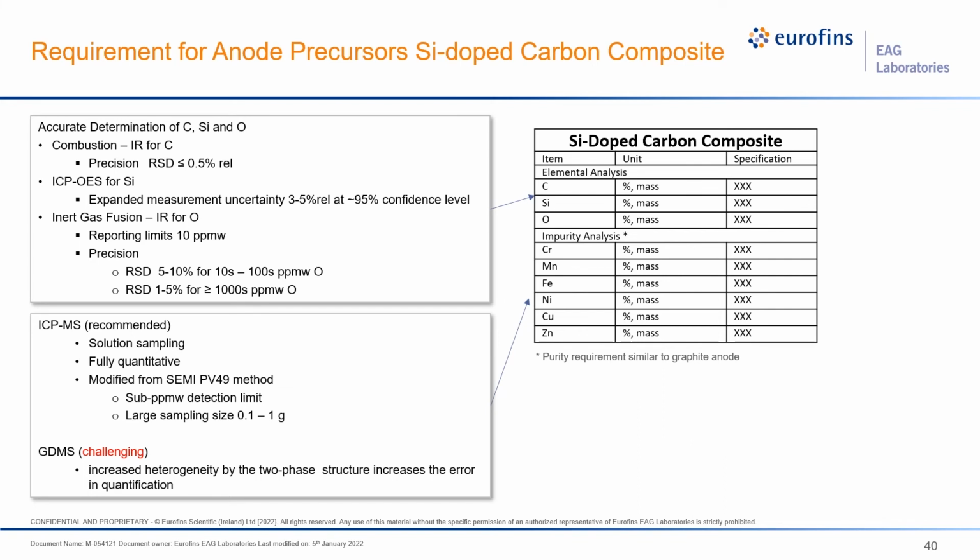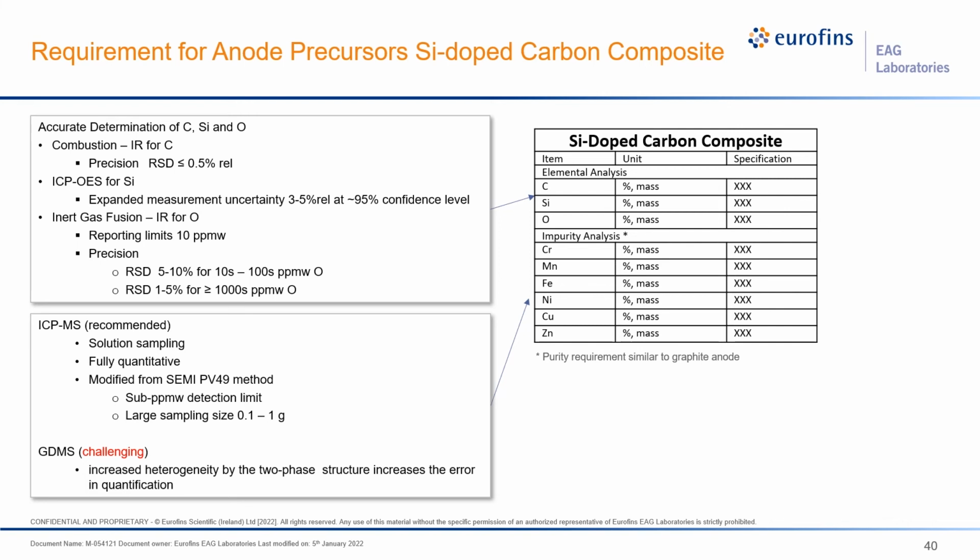So there are a couple of things we need to do. For those materials, we need to accurately measure the carbon content, the silicon content, as well as oxygen, because oxygen loves carbon and oxygen loves silicon, and they naturally get in and will affect the performance. For carbon content, typically we use combustion IR. In the EAG laboratory, with our high performance mode, we can achieve RSD less than 0.5% relative.